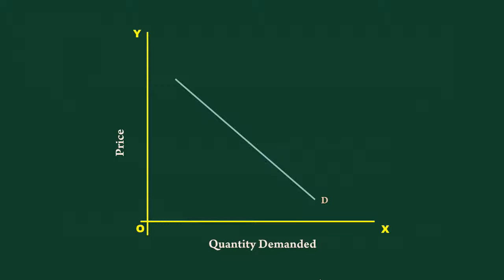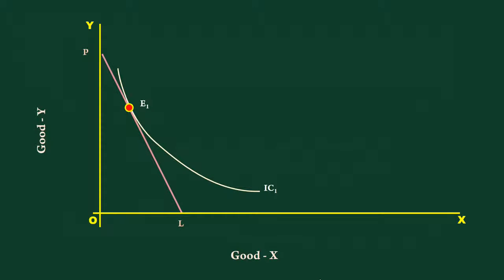The consumer is in equilibrium at point E1, where IC1 is tangent to the price line PL. He consumes M1 units of good X and N2 units of good Y.